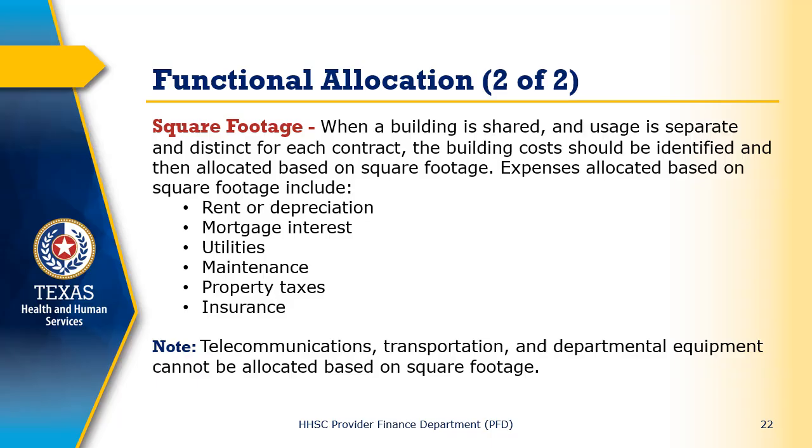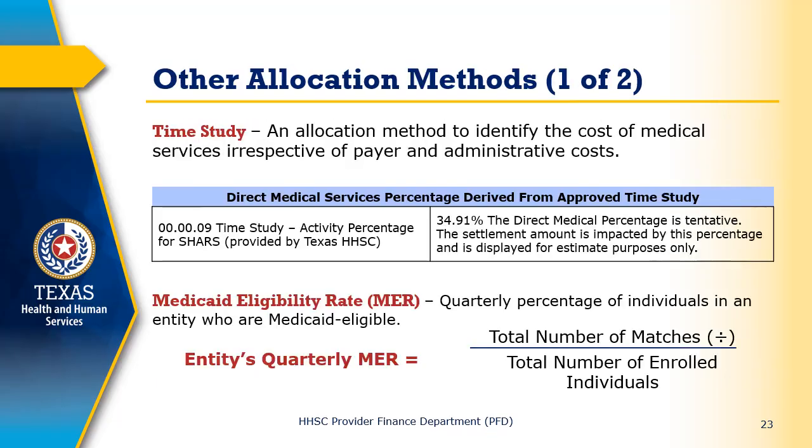An example of a functional allocation is allocating based on square footage. This allocation is used when a building is shared and usage is separate and distinct for each contract. The building cost should be identified and then allocated based upon square footage. Expenses that can be allocated based on square footage are rent or depreciation, mortgage interest, utilities, maintenance, property taxes, insurance. Please note, telecommunications, transportation, and departmental equipment cannot be allocated based on square footage.